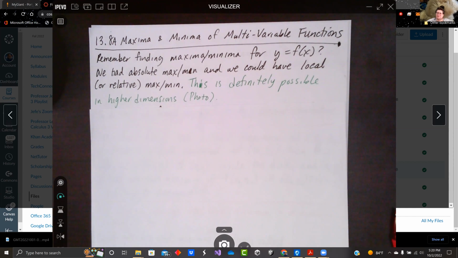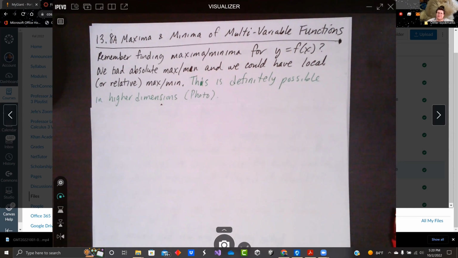Let's think back to what we did when we had single variable functions, y equals f of x. To find the maxima and minima, we had to find some critical points. And we could find either local max and mins or an absolute max and min. The local would be the max or min in a small region, absolutes over the entire domain.